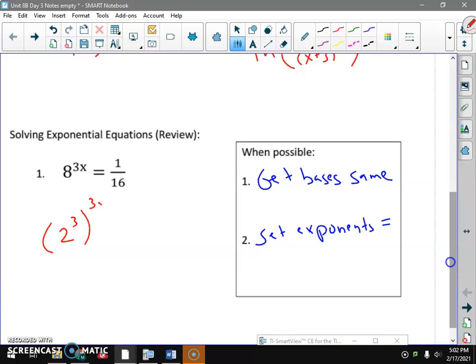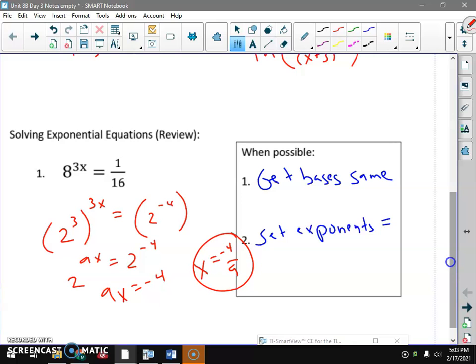2 to the 3rd to the 3x. What's another name for 1/16? 2 to the negative 4th. Raise a power to a power, I multiply. Bases are the same, I can set equal. x is down where I can solve it. Negative 4/9 is my solution.